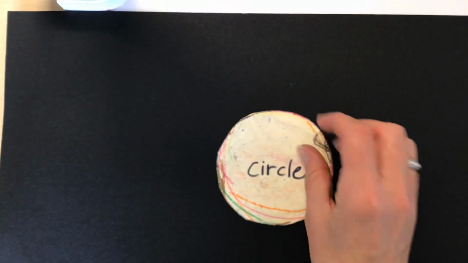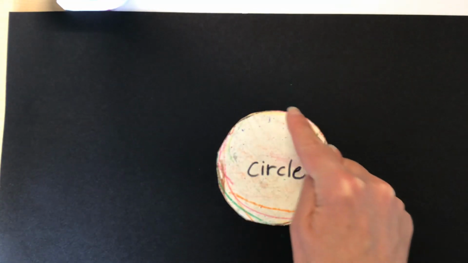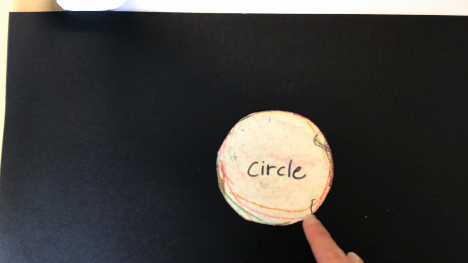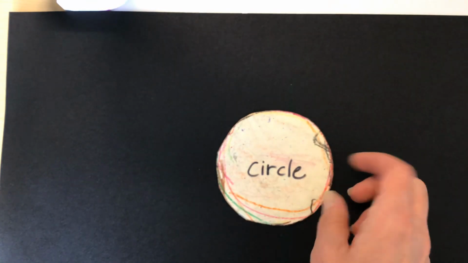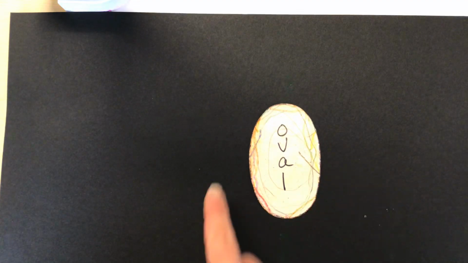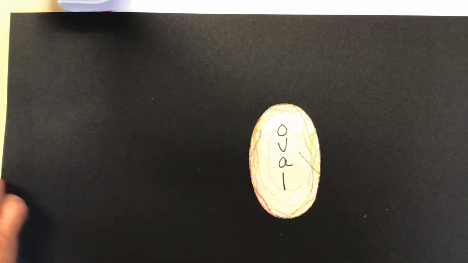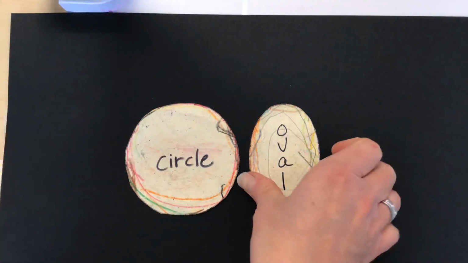So, today we're going to work with a circle. Now take a look at the line that makes up a circle. It's one line that moves in a curving shape until it comes all the way to the end. That's a circle. This shape is an oval, and what I like to tell my students is that it's kind of like a circle, but it's just kind of stretched out a little bit.